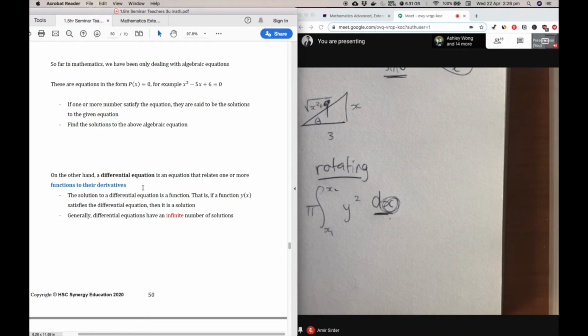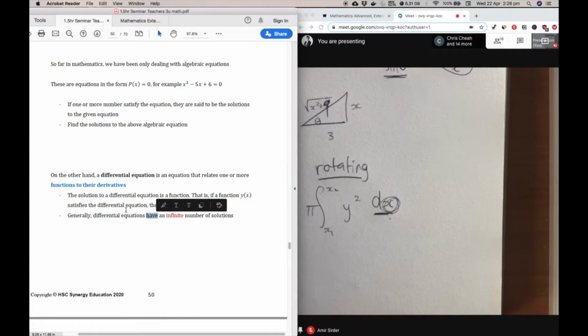On the other hand, a differential equation is an equation that relates one or more functions to their derivatives. The solution to a differential equation is a function. That is, if a function y of x satisfies the differential equation, then it is a solution. Generally, differential equations have an infinite number of solutions.